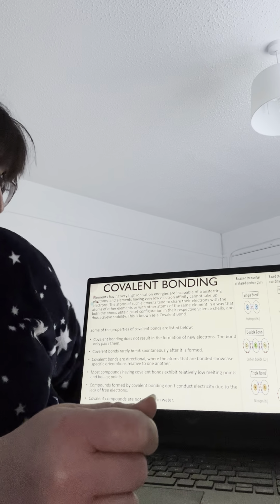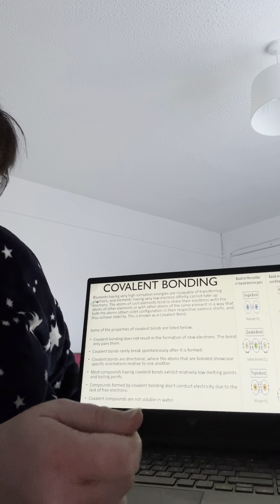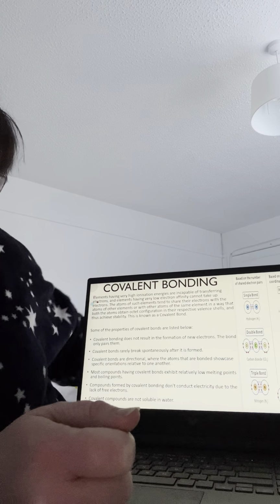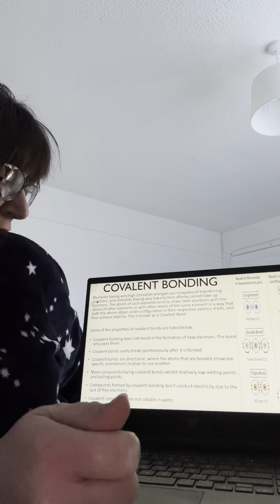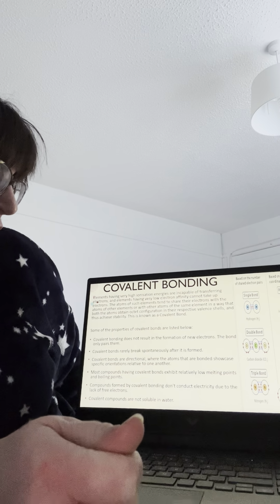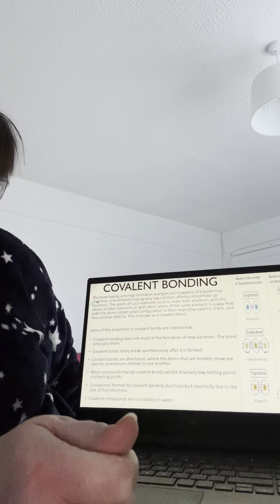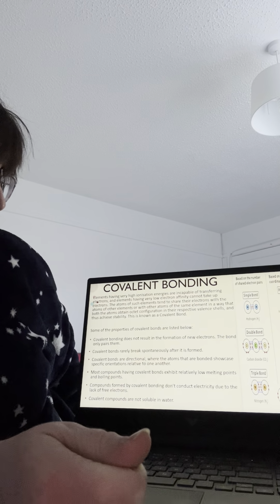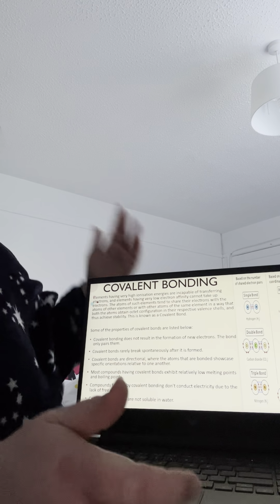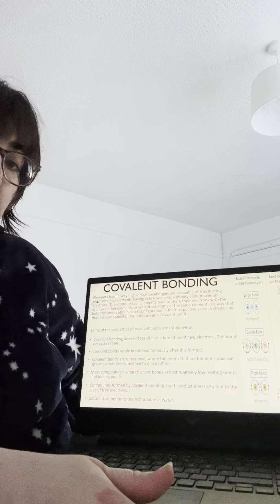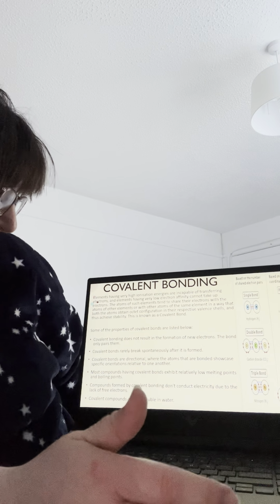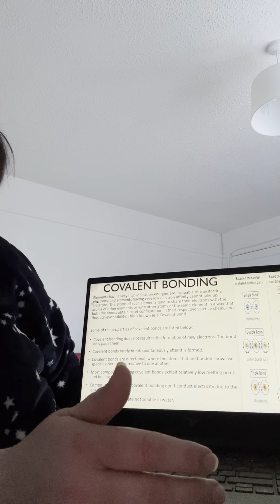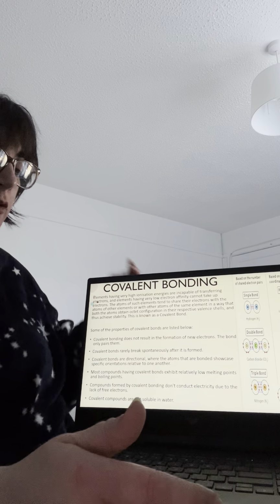Some of the properties of covalent bonds are listed below, including they do not result in the formation of new electrons, the bond only pairs them, which is the diagram that we can see here. Covalent bonds rarely break spontaneously after they're formed. They are directional, where the atoms that are bonded showcase specific orientations relative to one another. Most compounds having covalent bonds exhibit relatively low melting points and boiling points. Melting points and boiling points we'll talk through a lot as we go through the presentation. Compounds formed by covalent bonding do not conduct electricity due to the lack of free electrons, and covalent compounds are not soluble in water, to name a few.